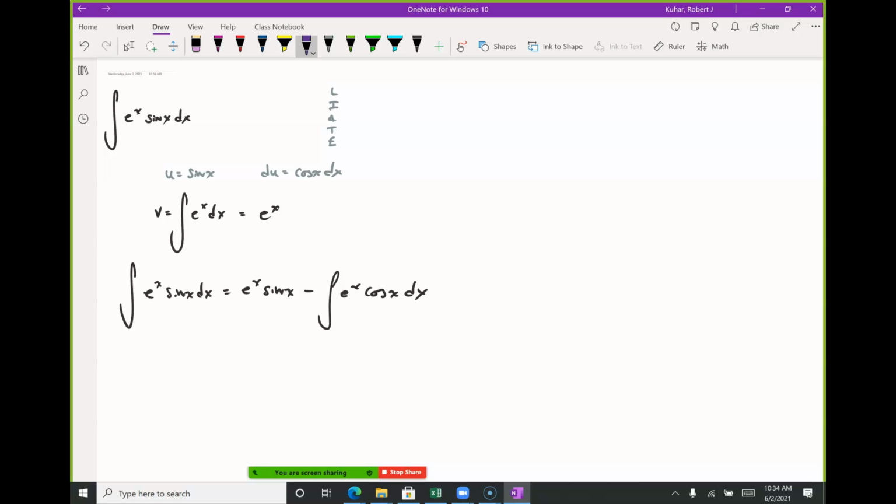Can you repeat that last step? Yes, the last thing I talked about, that toggle thing. So this is my uv minus the integral of v du, right? But notice I've gone from an e to the x sine x to an e to the x cos x. And guess what? It's going to switch back to an e to the x sine x next. And that's where I'm seeing the loop part. Right. Okay. Yes. Thanks.